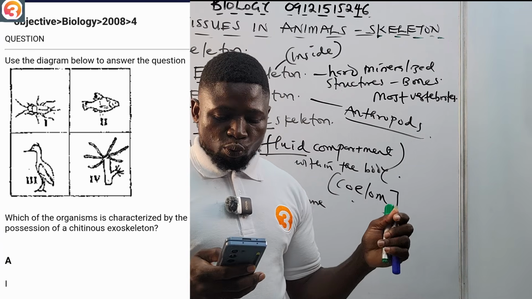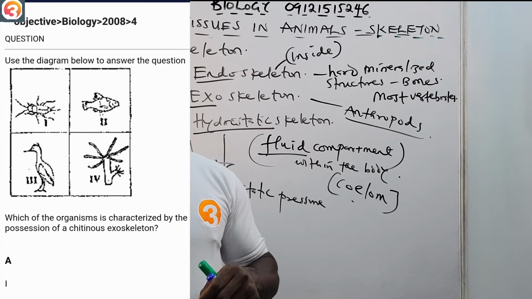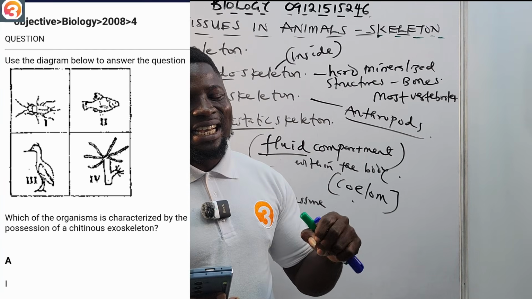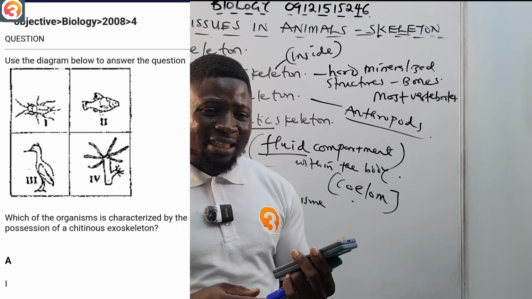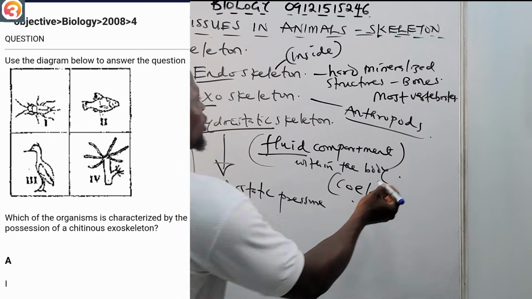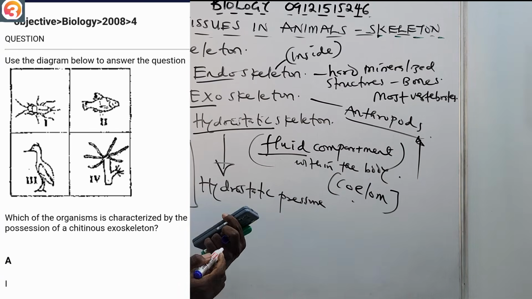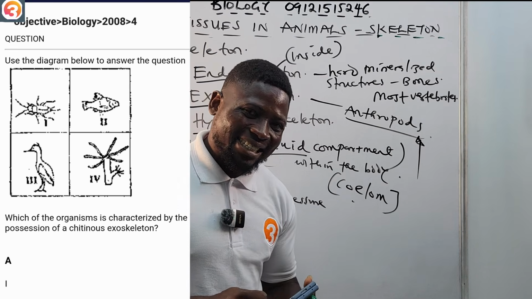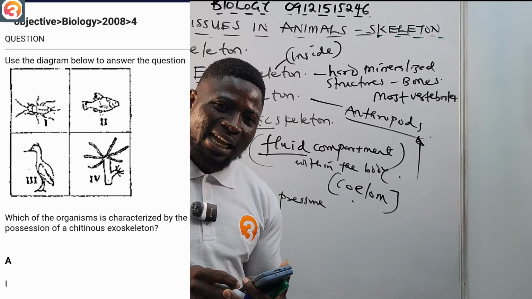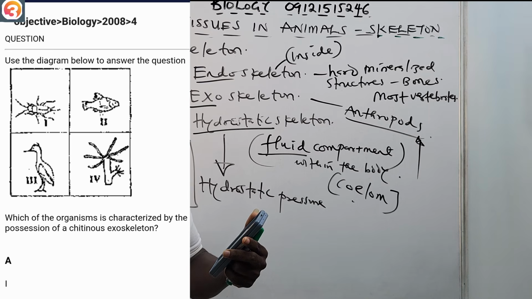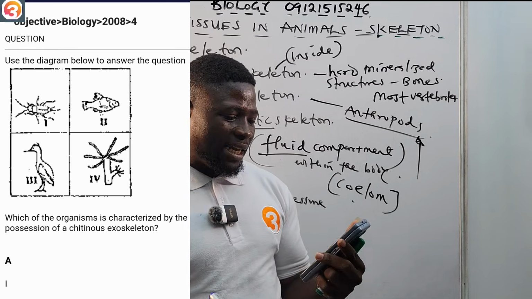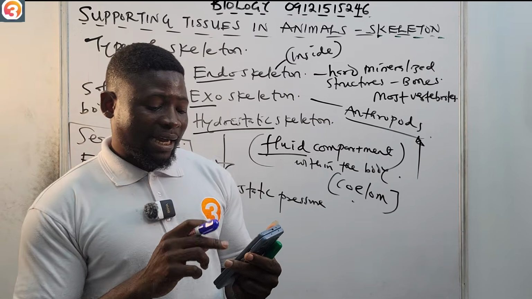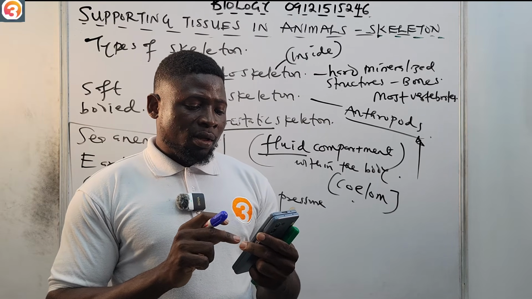We're told: which of the organisms is characterized by the possession of a chitinous exoskeleton? I know that chitinous exoskeleton is usually found in arthropods. So you should look for anything that looks like an insect, a scorpion, or a crab. If you see number 1 looks like an insect, that should be our answer. 2 is a fish, and fish does not have a chitinous exoskeleton. 3 is a bird, it doesn't. And then you are seeing a plant. So the correct answer there is looking at you. Please choose it and tell me the answer in the comment section.